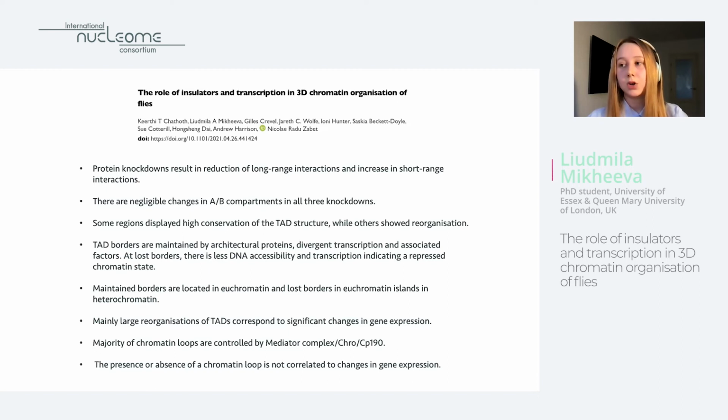The majority of chromatin loops are controlled by mediator complexes, Chromator, and CP190.